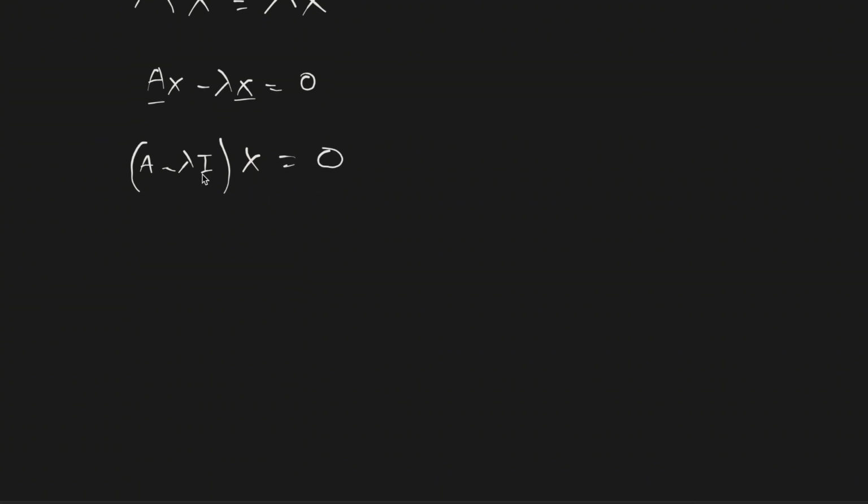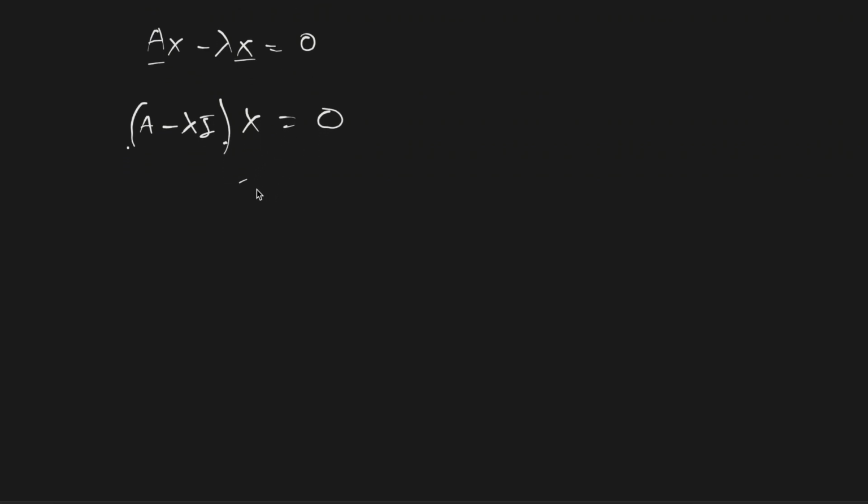A lot of students ask me, why is this I present here? This I is present here because this is the identity matrix. If the I is not present, I have A minus lambda here, which literally doesn't make sense, because this means that I'm subtracting a constant from a matrix. Matrix subtraction is not possible with a scalar, or basically with a number. So I'll just write it as (A minus lambda I) x is equal to 0.